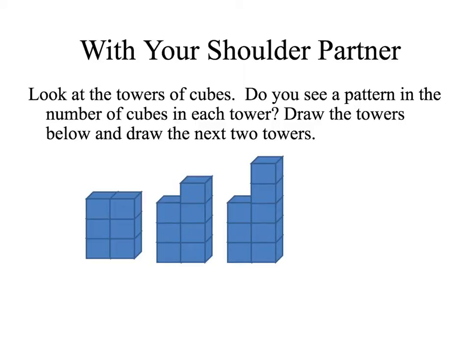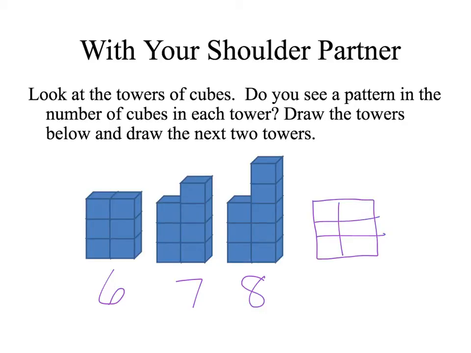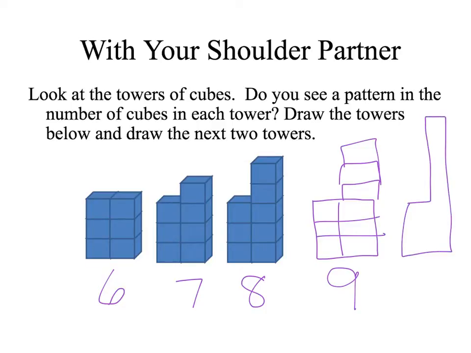If you look at the first tower, you'll notice that it has 6 cubes. Then the next tower has 7 cubes, and then the next one has 8 cubes. So if we were to draw the next two towers, it would look exactly the same. So I would have 6 cubes, then 7, 8, 9. So this one would have 9. Then the next one would be up to 10.